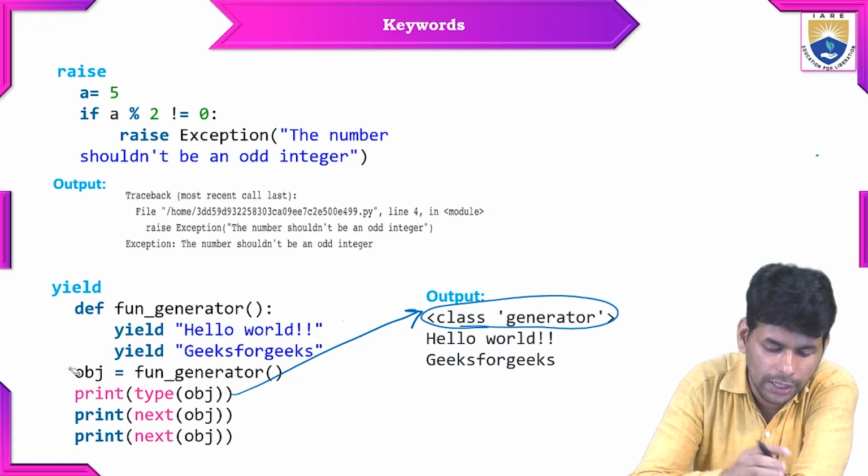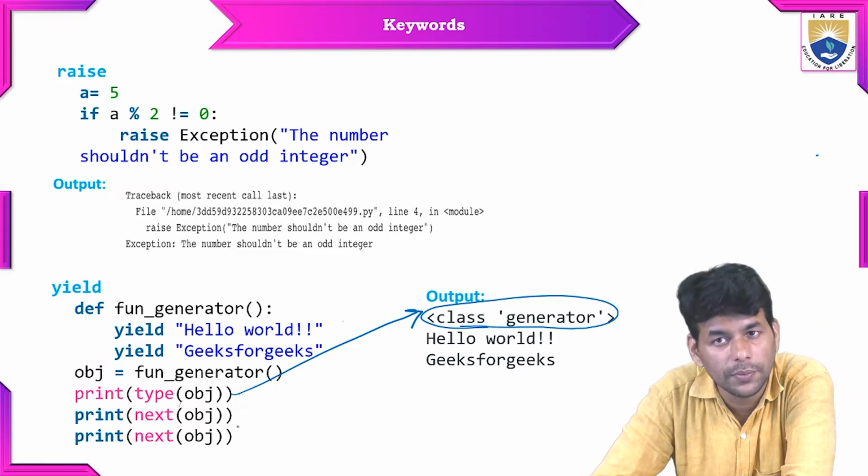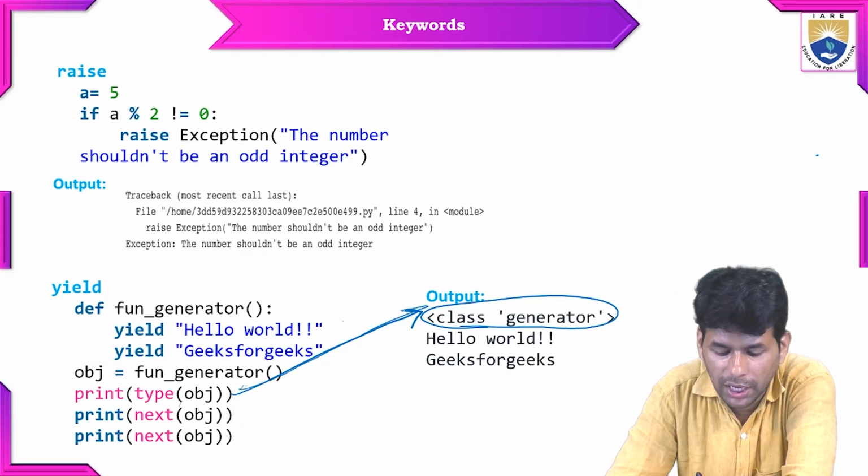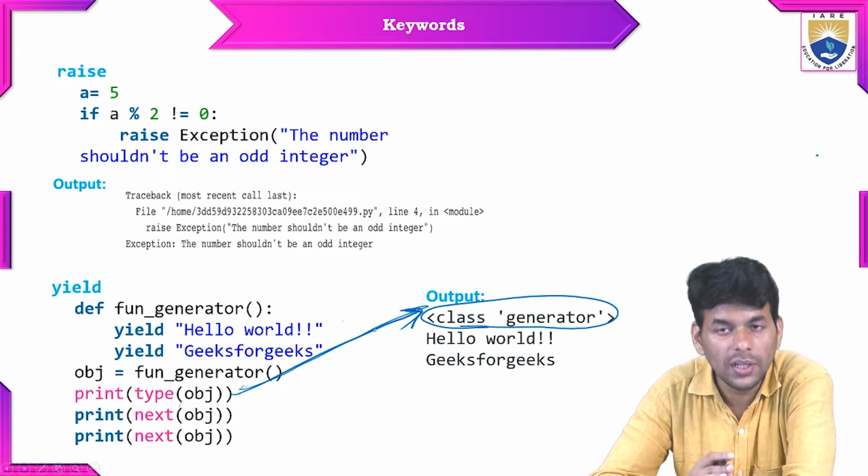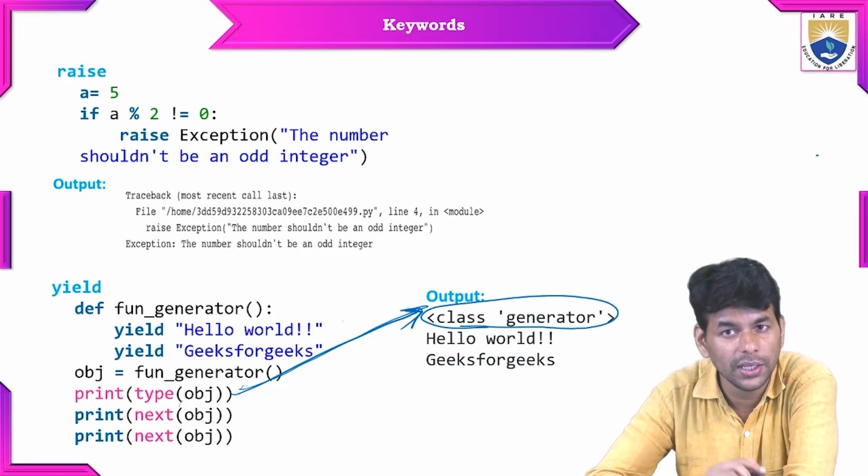What is this? For this print of type of object, what did I get? This is a class object. Next one, then what's the next statement? The next statement is print next of object.